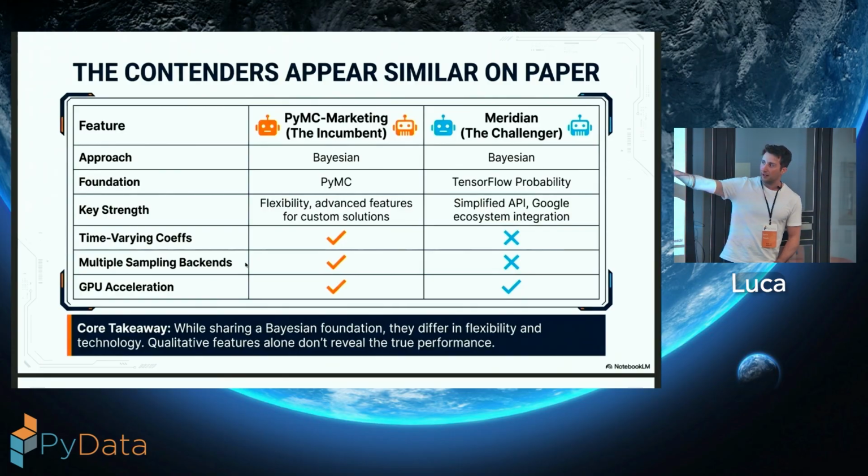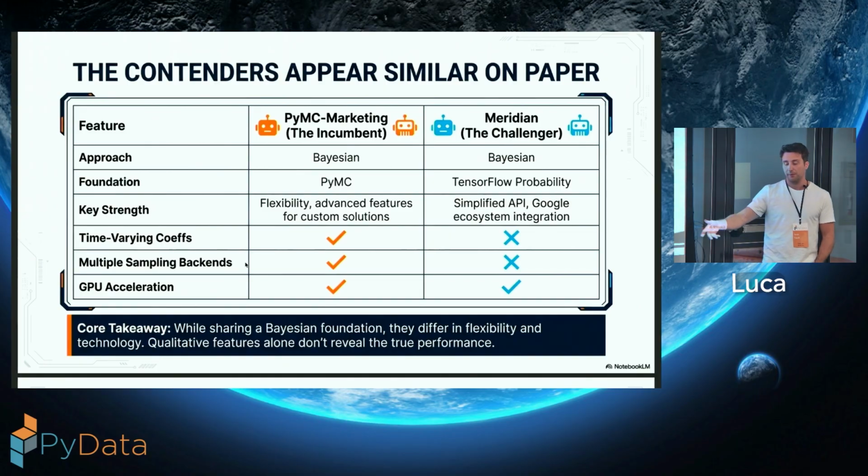Two notable differences. PyMC Marketing allows you to set time varying coefficients. We're not going to talk about that during this talk, but it's an advanced feature that is important in many different scenarios. If you fit a model, you typically assume that the ROI you get from this channel is stable through time. However, PyMC Marketing, if you don't want to have that assumption, doesn't make that assumption. It can tell you that the efficiency of a particular channel changes through time.